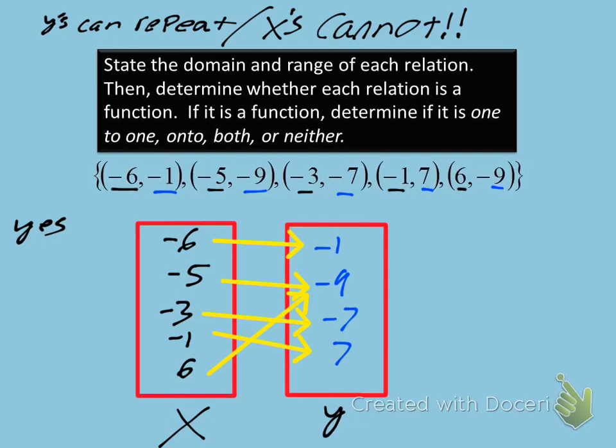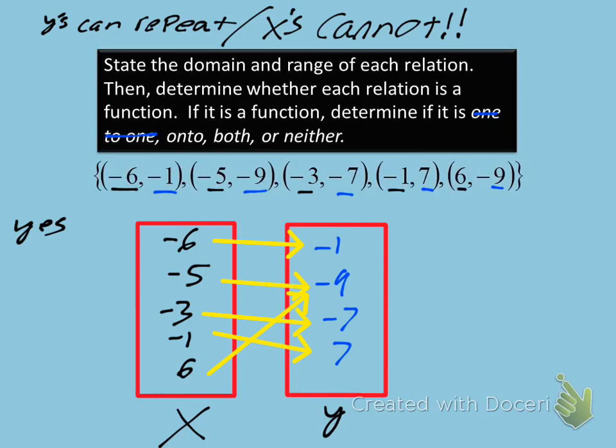Now, here's where this gets a little trickier. Does every x have a unique y? No. Okay? Not every x has a unique y. See how -5 and 6 both have -9 as buddies? That's where you lose your uniqueness. So you lose 1-to-1. Okay? So if it's one, is it 1-to-1? No. Okay? And that's knowing the definition of what 1-to-1 is.